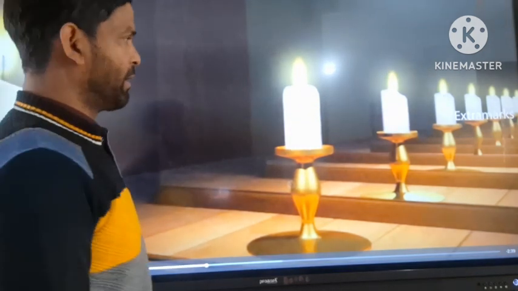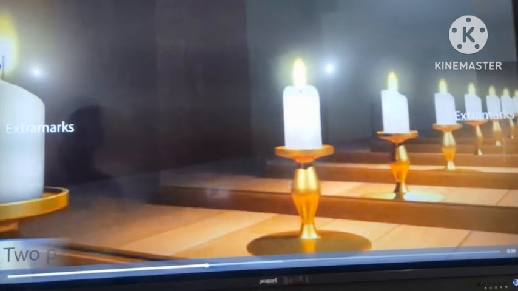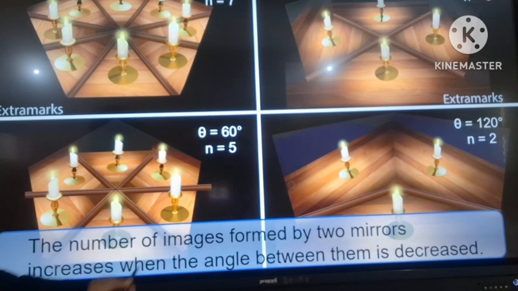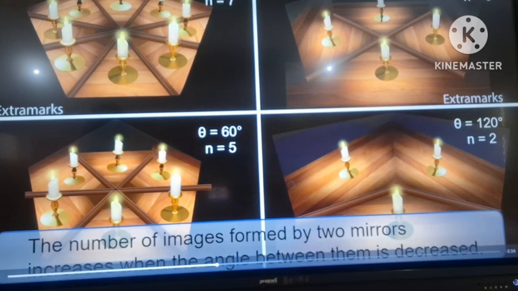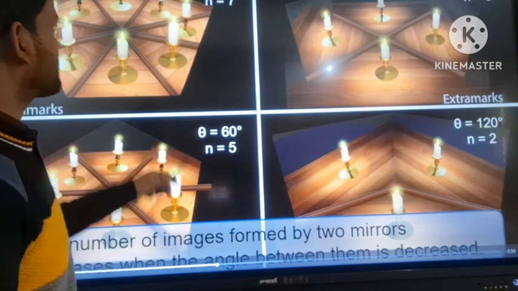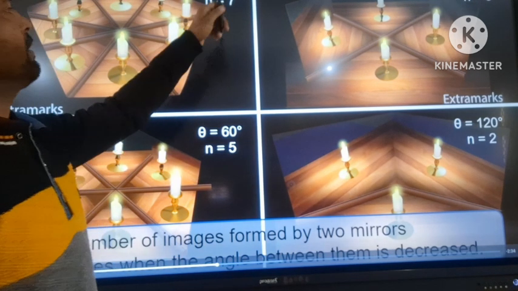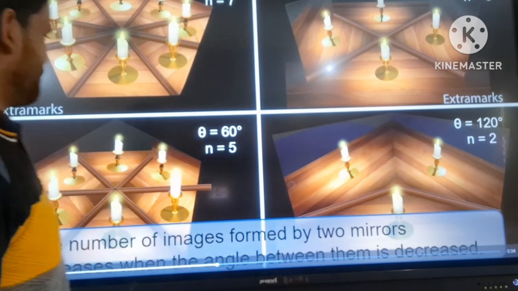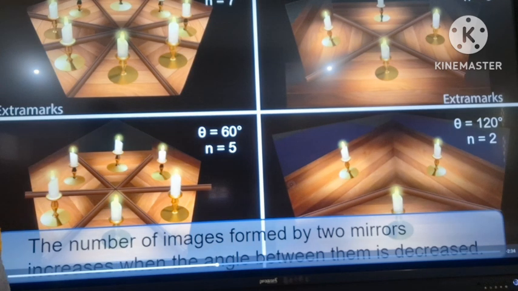It is only possible when we place two plane mirrors in front of each other at an angle. Two plane mirrors show a number of images. The number of images formed by two mirrors increases when the angle between them decreases. At 40 degrees, the number of images is 7. At 90 degrees, the number of images is 3. At 120 degrees, it is 2. At 60 degrees, it is 5, and so on.